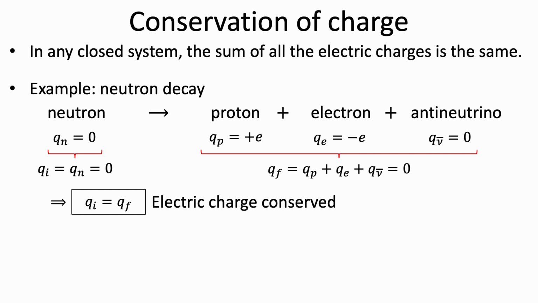In most processes we encounter in everyday life, one subatomic particle does not turn into another, unlike this example. So for those processes, the conservation of charge essentially implies that the total number of protons and the total number of electrons in a closed system don't change.